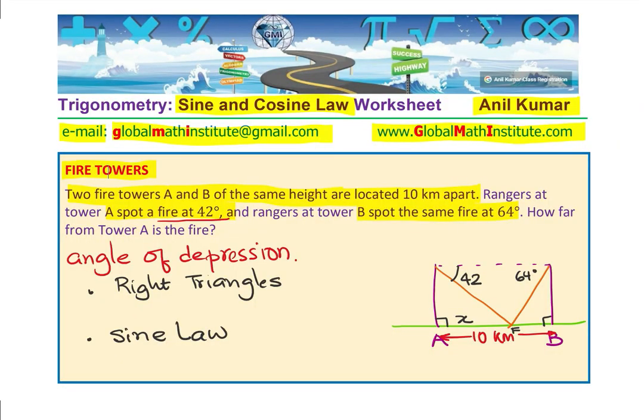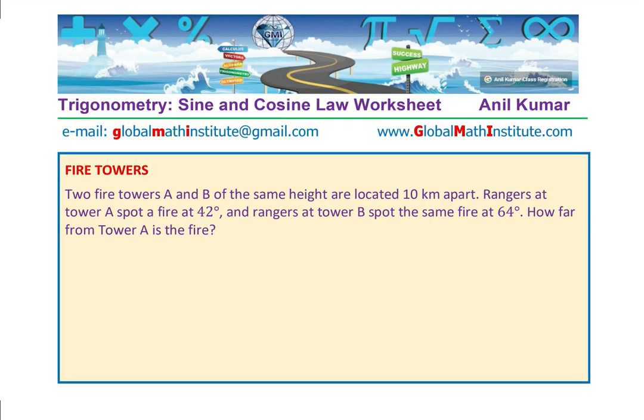Okay, so let's first solve this using right triangles. Once again, let me just sketch the diagram right here. We have two towers, A and B, which are 10 kilometers apart. Let's write 10 here.